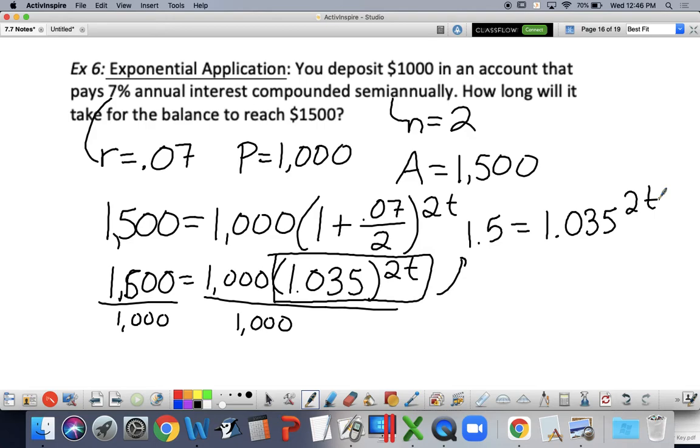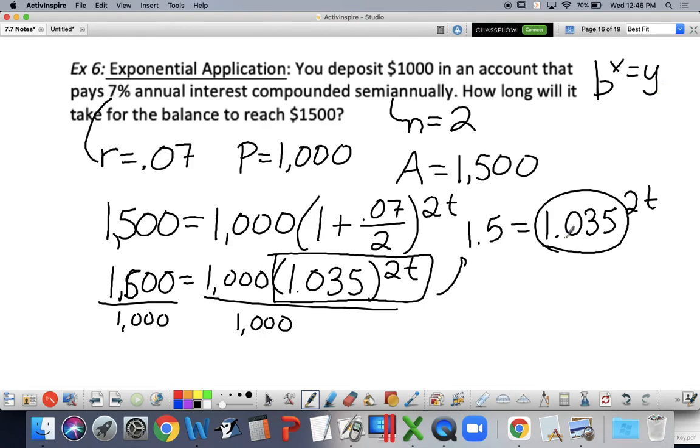How do I write this as a logarithm? What is the base of my exponential equation? 1.035. So here's the thing: normally, when we write an exponent, we write b to the x equals y. The base is on the left side of my equal sign. Now it's on the right side.